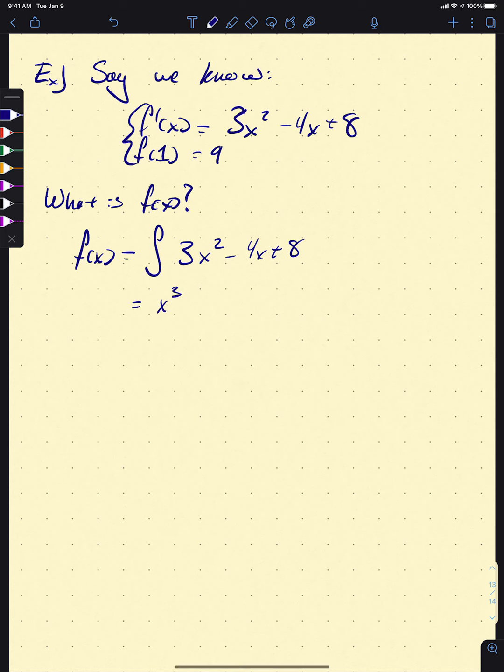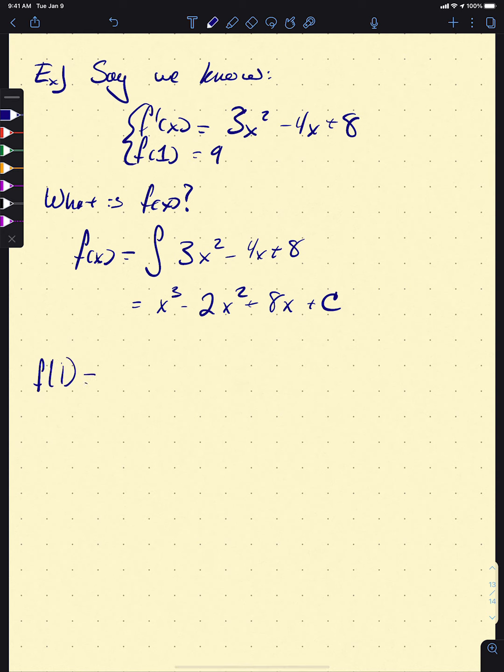Well, the antiderivative of 3x squared is going to be x cubed. The antiderivative of minus 4x: the antiderivative of x is 1/2 x squared, and so that 4 is going to get divided by 2. We have 2x squared. We have 8x. And then we need to add c. But we know f of 1 equals 9.